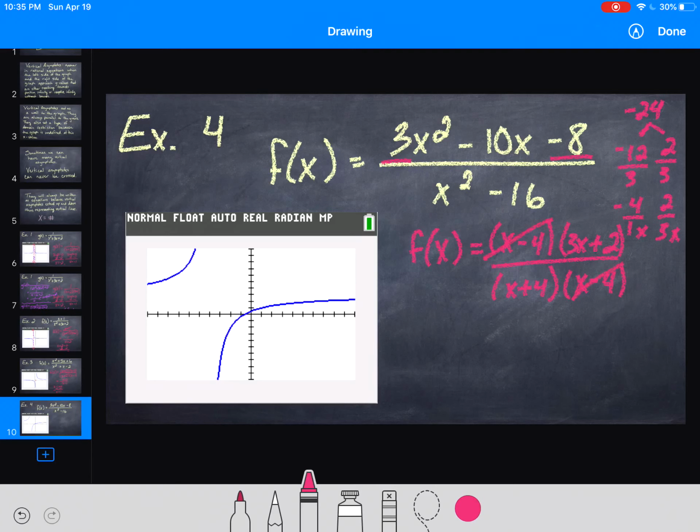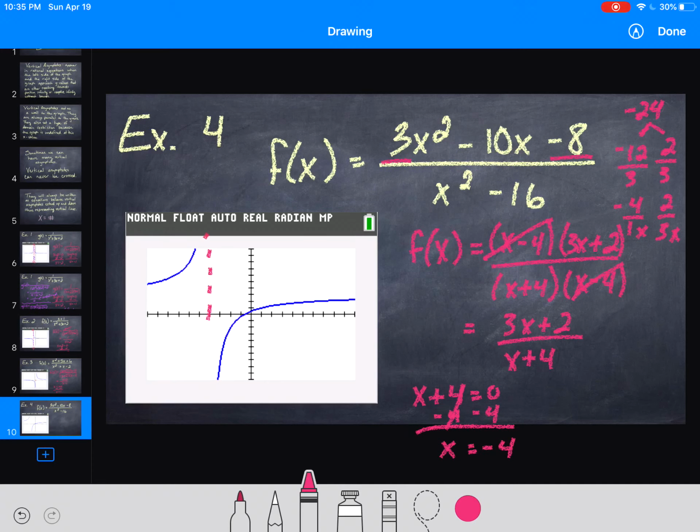Then I would look and see if there's anything that can be canceled or reduced away. I can get rid of my x minus 4s. My reduced rational equation would be 3x plus 2 all over x plus 4. The factor that remains is the factor that gives me my vertical asymptote. So I set it equal to 0. I get x plus 4 equals 0, and I solve for x. When I do that, I get x is equal to a negative 4.